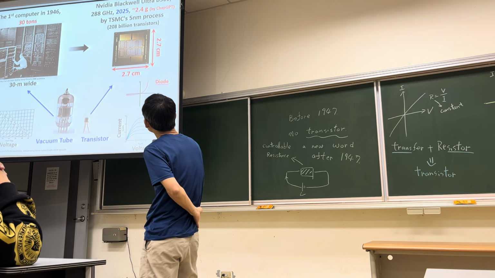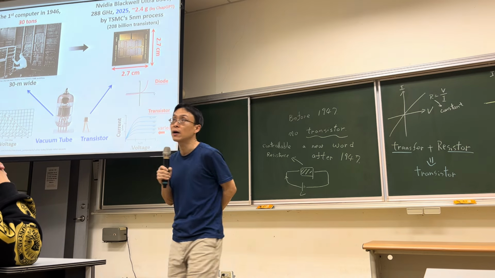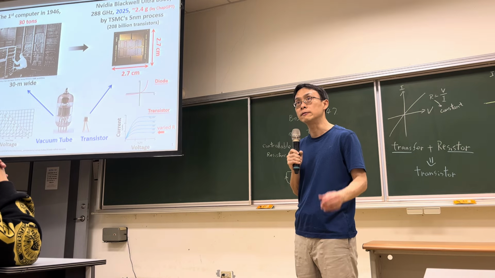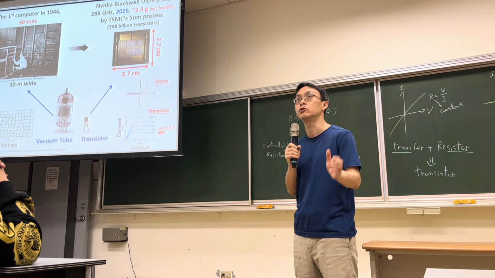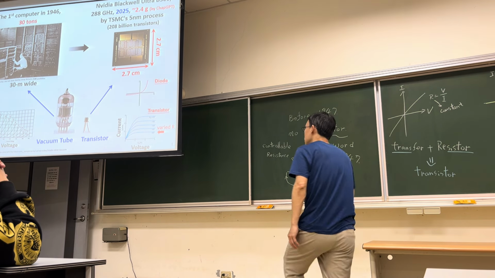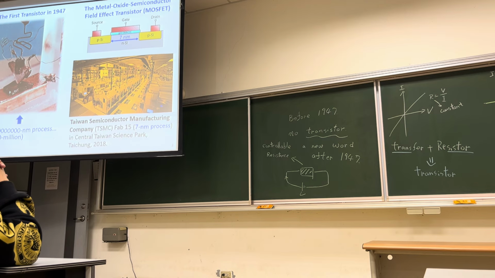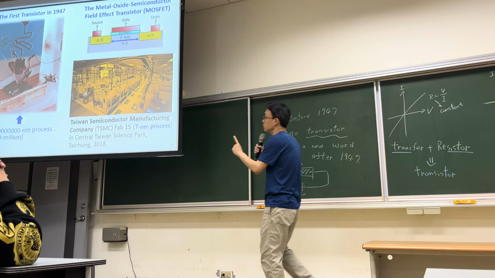In about 75 years. Okay, less than 100. You have such a big change. Okay? So that's the first transistor invented in this world.